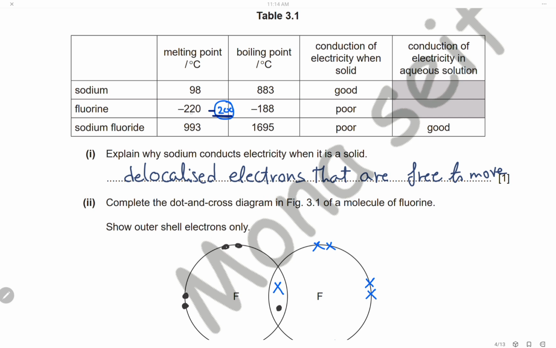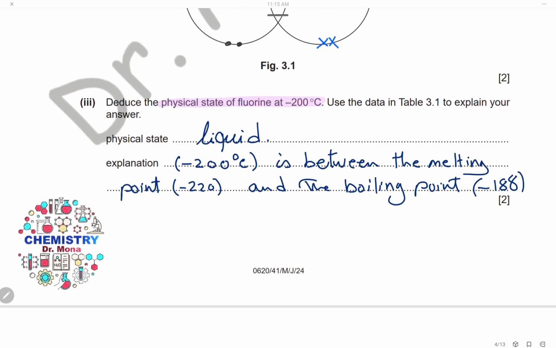the temperature -200 is greater than the melting point, so fluorine is melted, it's a liquid, and because -200 is smaller than the boiling point, so fluorine didn't boil, still a liquid. So at -200, the physical state of fluorine is a liquid because -200 is between the melting point and the boiling point, or we can say that -200 is greater than the melting point and smaller than the boiling point. So here the physical state is a liquid, and our explanation will be because -200 is between the melting point, which is -220, and the boiling point, which is -188.